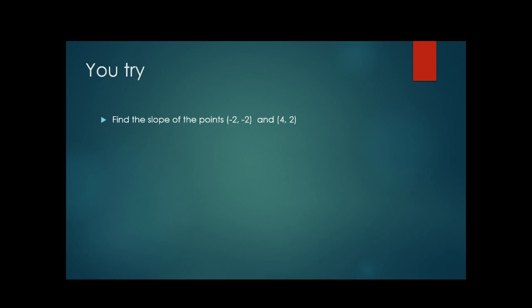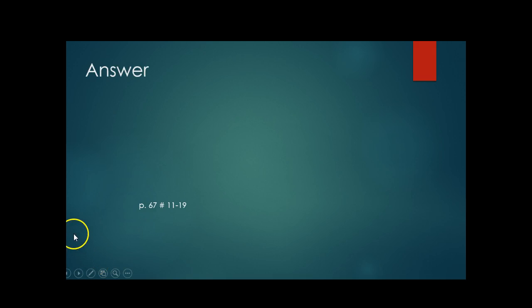You try. Find the slope of the points negative 2, 4 and 2. Is it A, 1/3, B, 3 over 2, C, negative 3 over 2, or D, 2 over 3? For more problems like that, please do page 67, numbers 11 through 19 to practice finding slope.